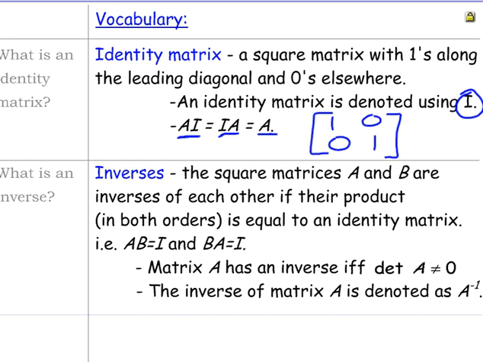Matrices are inverses of each other when I multiply both matrices together in either order and get the identity matrix. We'll know that a matrix has an inverse if the determinant of that matrix does not equal 0. And the notation for the inverse of the matrix is the capital letter that represents the matrix raised to the -1 power.